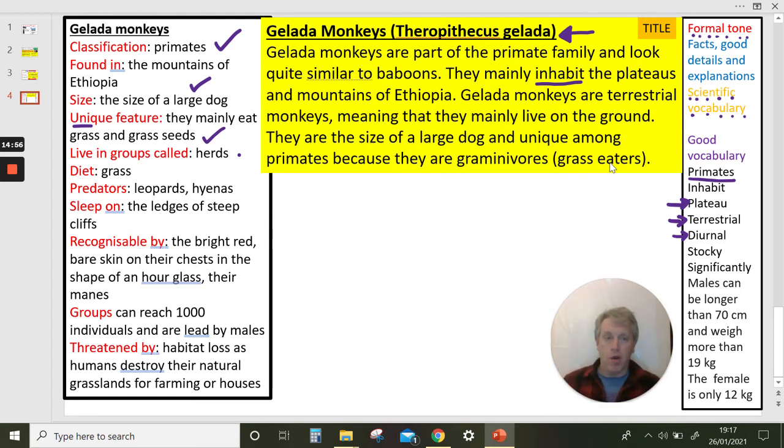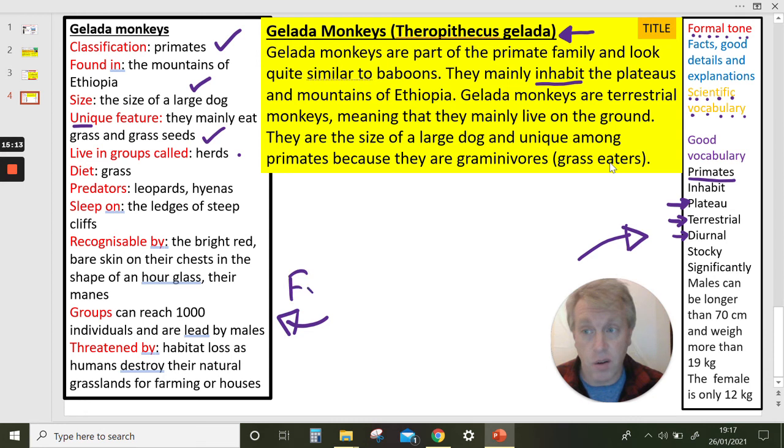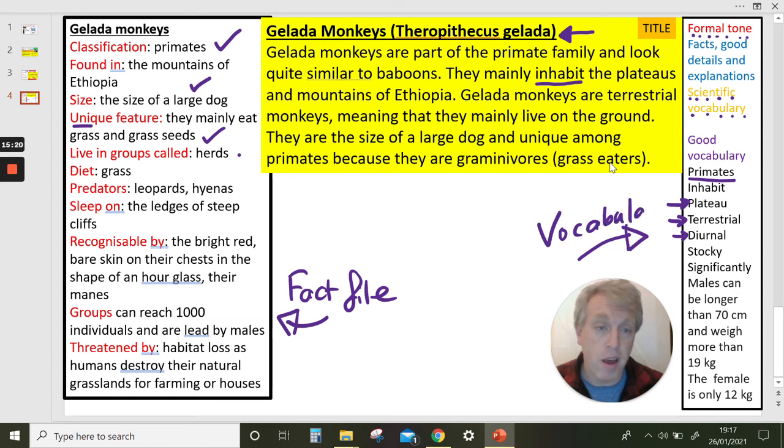I hope you will have a really good go. Now take your time, use the fact file that is here to remind you of ideas. Use the vocabulary that is here. So use the fact file information, use the vocabulary, and we are looking forward to a really well written piece of science, like a scientific report or text.